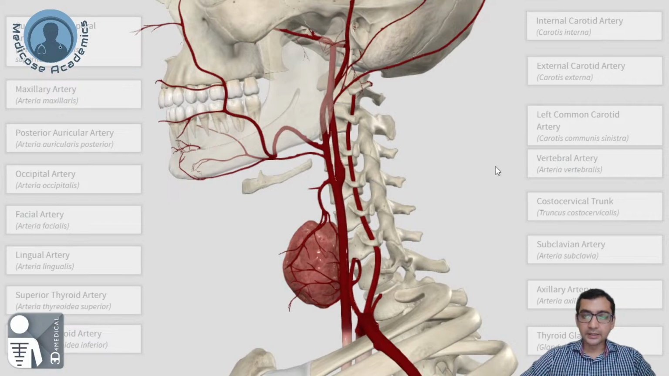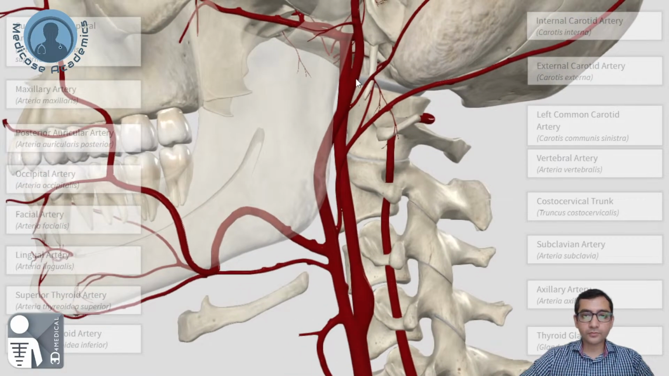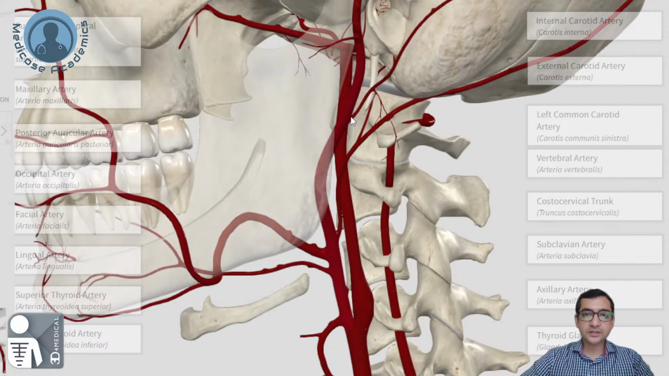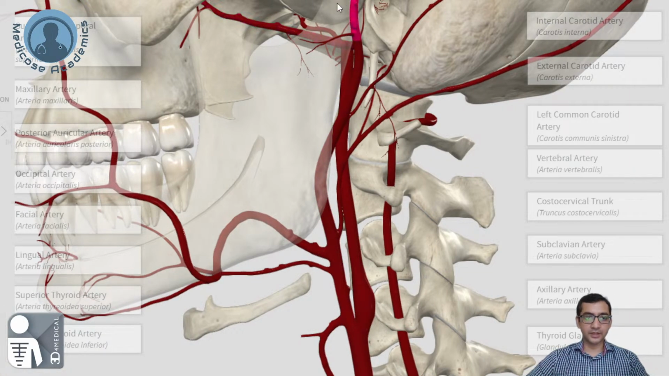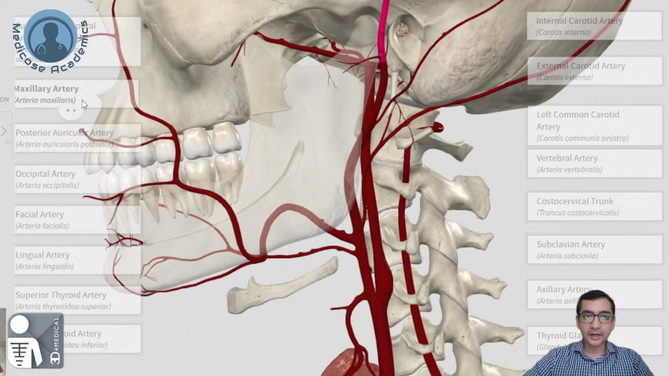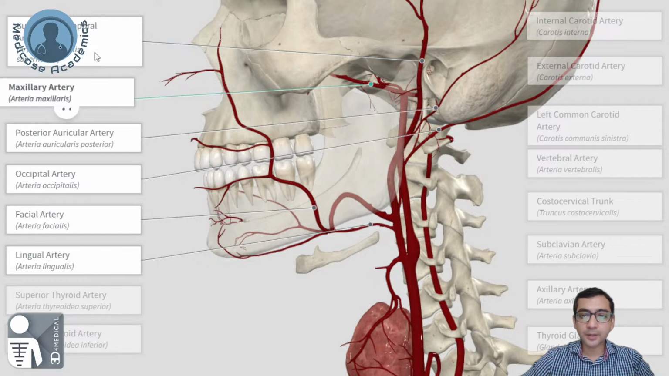Let's talk about the branches that you have already read the names of. The 2 branches that we already discussed are the ones forming the termination point. This was the external carotid artery right here, and here it was dividing into the maxillary artery and the superficial temporal artery. So we are done with 2 branches. Here is the maxillary artery and here is the superficial temporal artery. These are the first 2 branches. It is easy to remember because these are the terminating points of the external carotid artery.